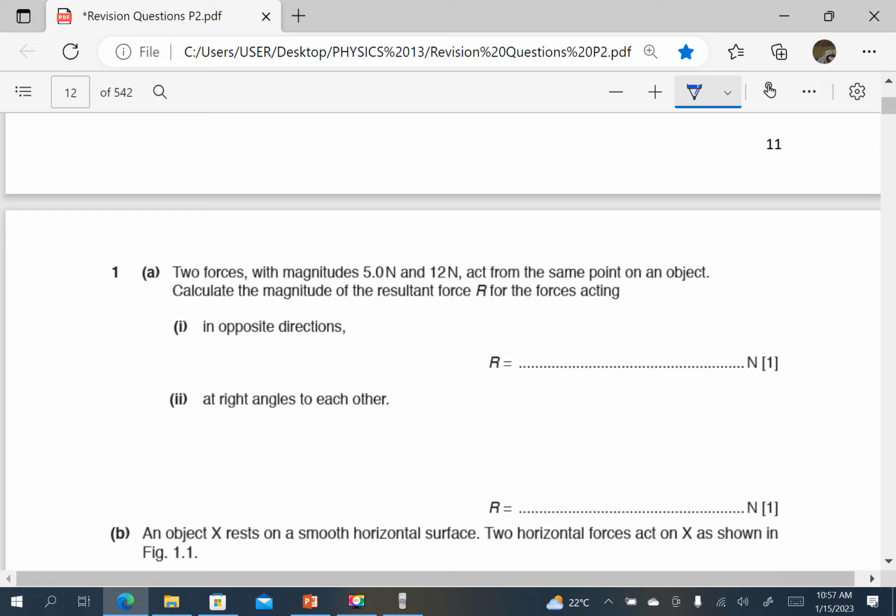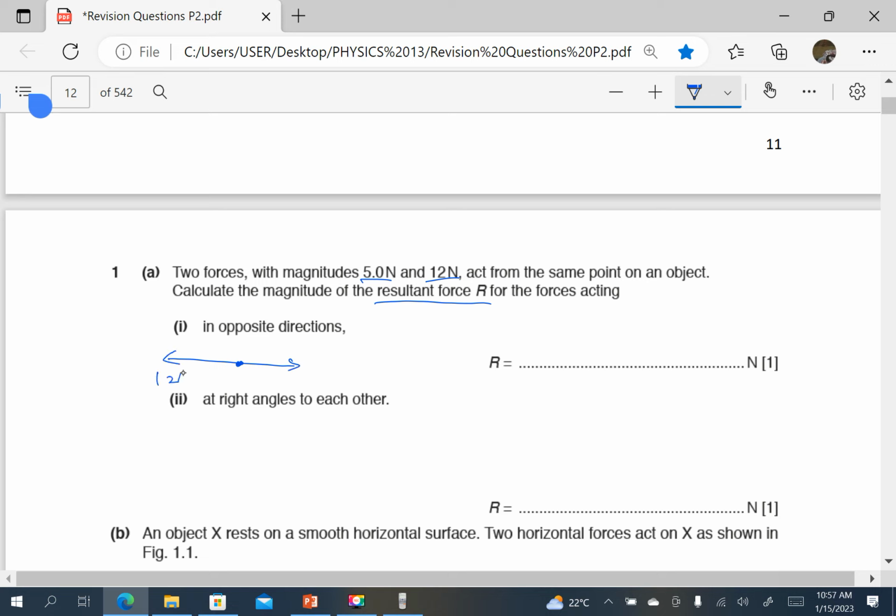Two forces with magnitudes 5 newtons and 12 newtons act from the same point on an object. Calculate the magnitude of the resultant force R for the forces acting in opposite direction. So there are two forces acting at a point but in opposite direction.